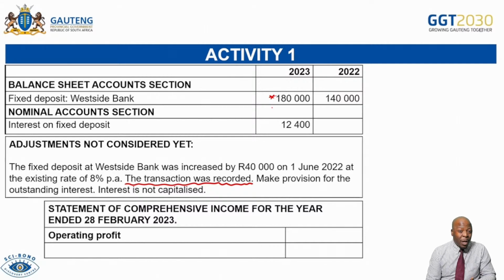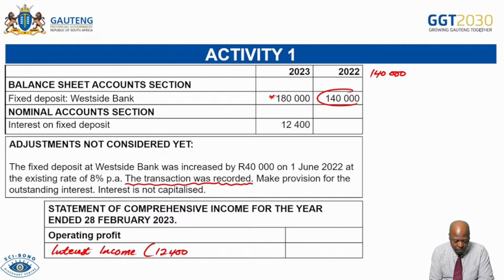So there are a number of ways in which one would have done this calculation. Let's do the simplest one, which is to consider the 140,000. I would know that the 140,000 was there from the beginning of the year until the end of the year, so I can calculate its interest separately. Let's come here and say interest income. I'm opening my bracket. Interest on fixed deposit, remember that is the 12,400 over there.